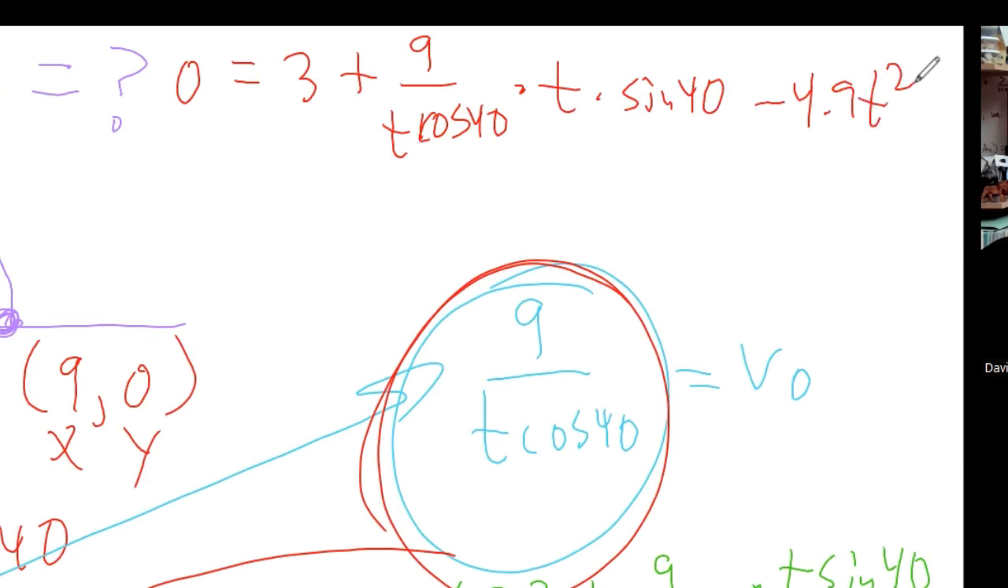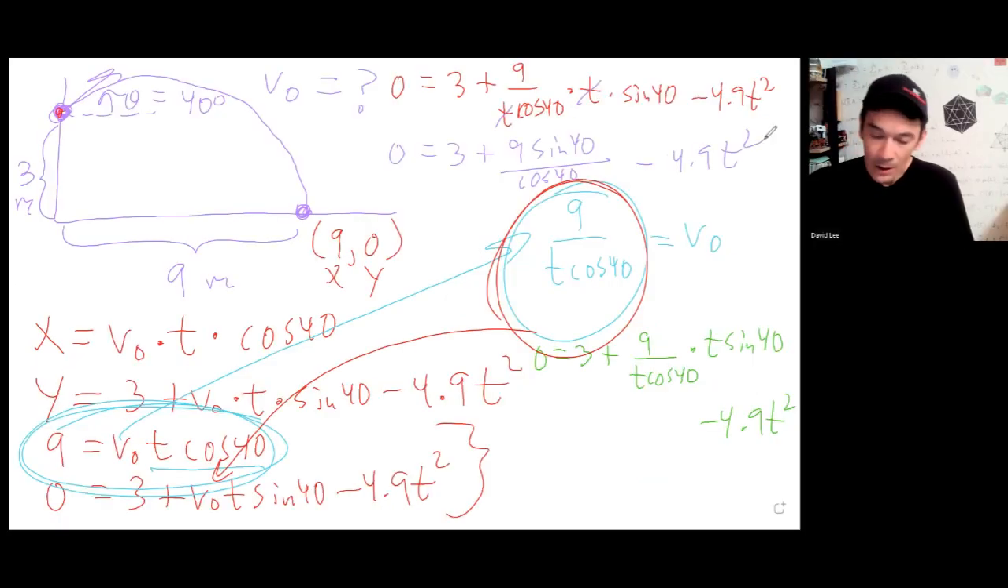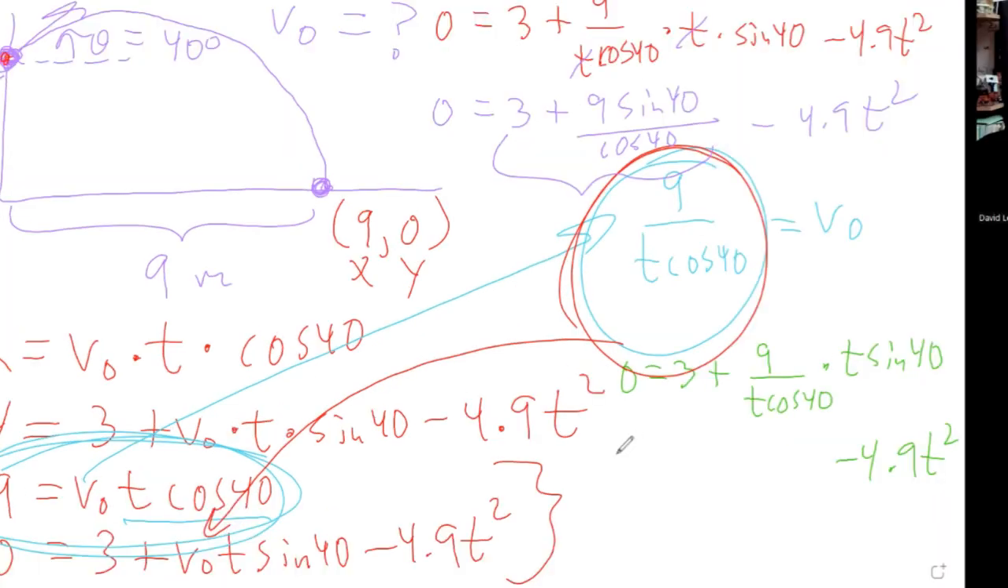Looking at this equation, something really nice happens. This t cancels with this t. So we're left with 0 equals 3 plus 9 sine 40 over cosine 40 minus 4.9 t squared. Why don't we go to a calculator and type that in? Make sure your calculator is set to degrees. So this becomes 0 equals 10.55 minus 4.9 t squared. Solve this equation for t.